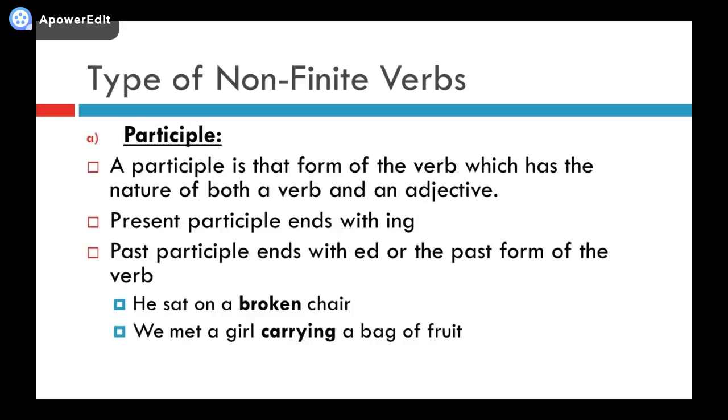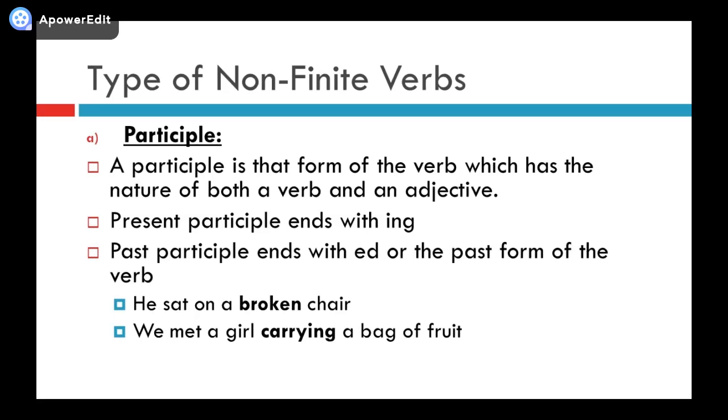A participle is that form of the verb which has the nature of both a verb also and an adjective also. Verb, we know that it shows an action. And what does an adjective do? An adjective is giving us more information about a noun or a pronoun. Okay, now there are 2 types of participles, a present participle and a past participle. Present participle will usually end with ing, but a past participle will usually end with an ed or in the past tense form of the verb.